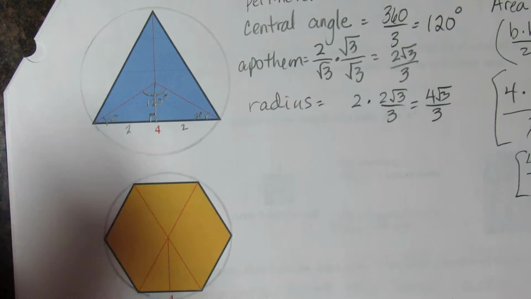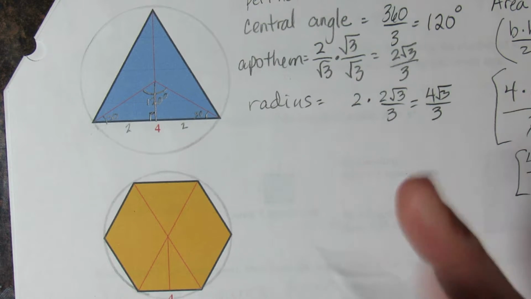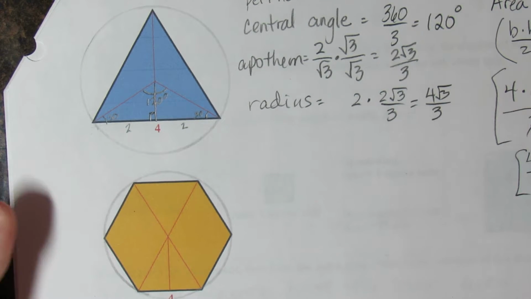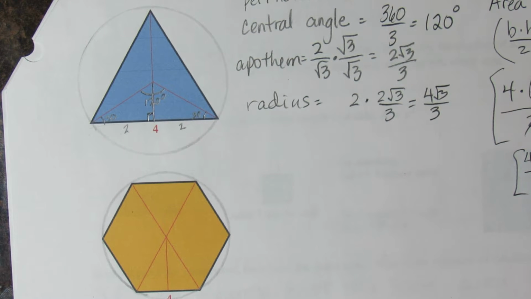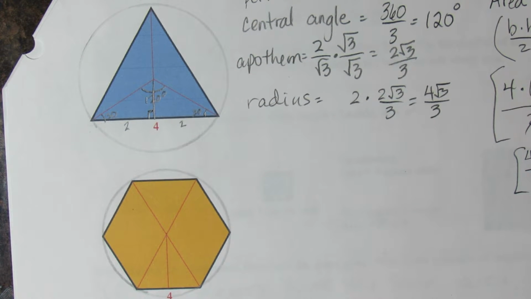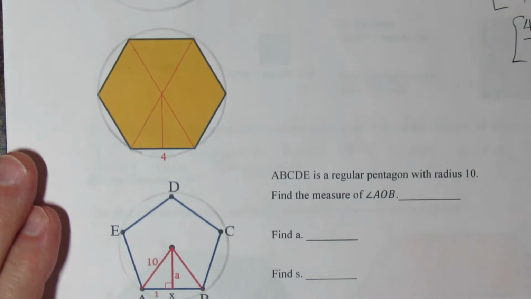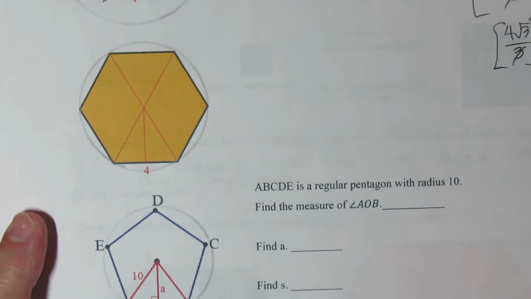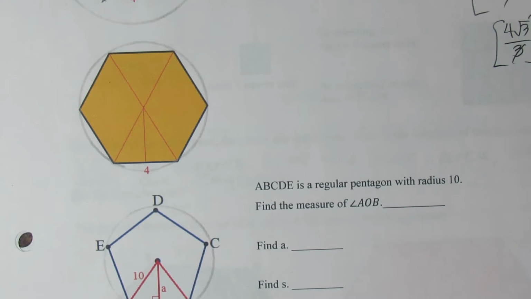So the area is 4 square root of 3 square units. Now again, with a triangle and a square, we already knew how to find the areas of those things without doing all that. So really, the next one is the first one that we actually have to do this way, because we don't know how to find the area of a hexagon the way we do with a square and a triangle. This is why we're learning this.